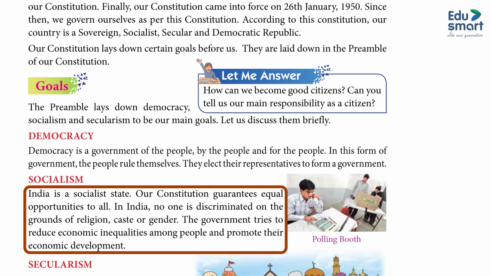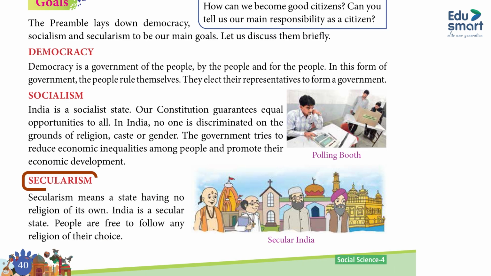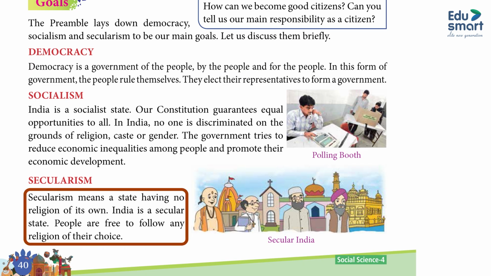Socialism. India is a socialist state. Our constitution guarantees equal opportunities to all. In India, no one is discriminated against on the ground of religion, caste or gender. The government tries to reduce economic inequalities among people and promote their economic development. Secularism. Secularism means a state having no religion of its own. India is a secular state. People are free to follow any religion of their choice.